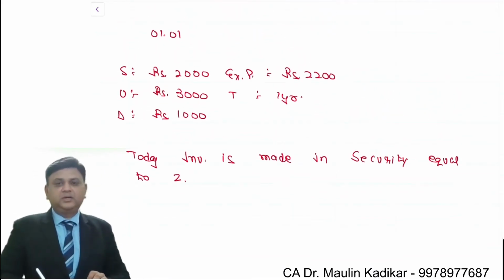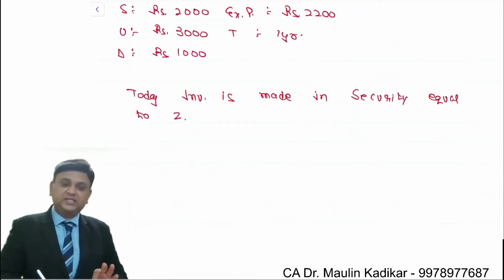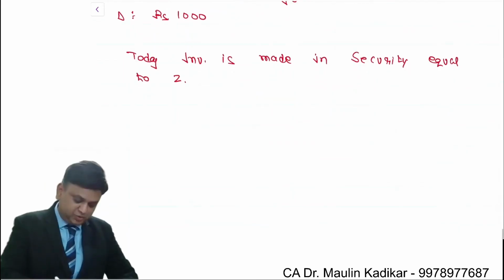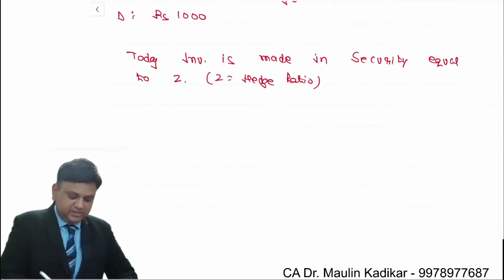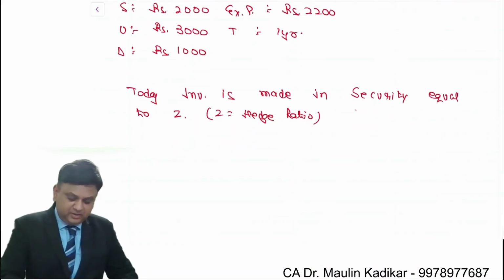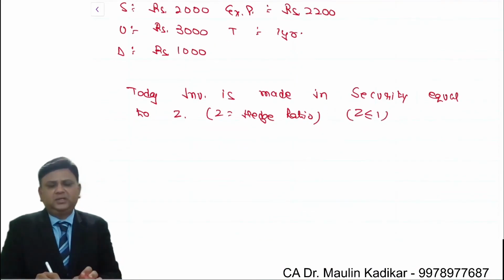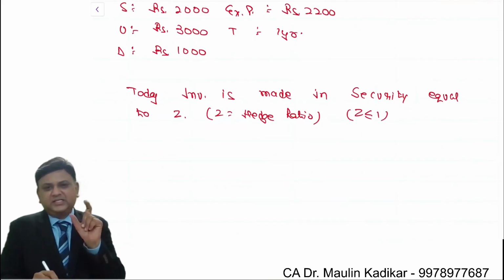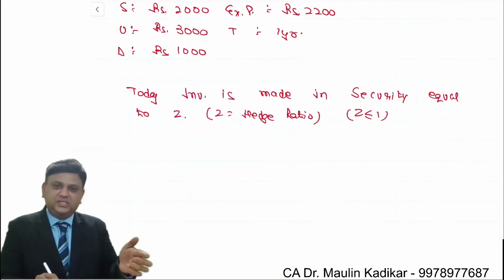Now, how is Z determined? Z is indicating the hedge ratio. We assign a variable to the hedge ratio, that is Z. Listen carefully to what I am going to say. Now friends, Z will always be less than or equal to 1. Why will it be less than or equal to 1? For that, I want you to hold on. I will explain that to you in the coming time.